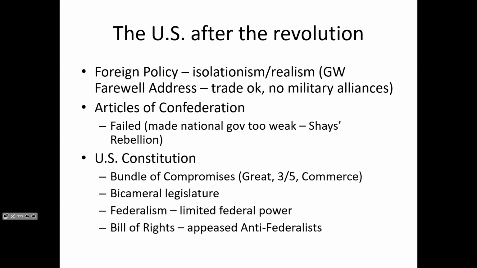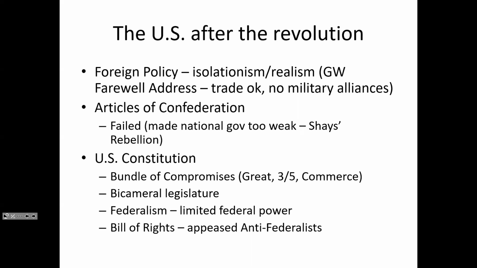And what does the country look like after the American Revolution? Again, you've kind of done foreign policy recently, so we could call it isolationism. We could also call it realism. Because George Washington's farewell address, which he gave at the end of his term, said no entangling alliances with Europe, so no military alliances. Don't get caught up in the wars between Britain and France, because at the end of the 1700s, Britain and France just loved to go to war with each other.